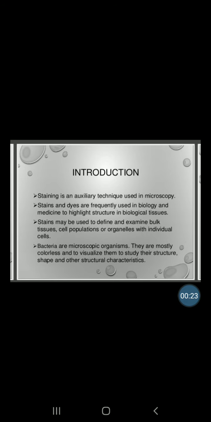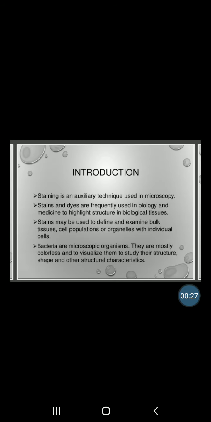Yes, there are different staining techniques, for example, simple staining and differential staining. In differential staining, there are acid fast stain, gram staining and endospore staining. Today we will see the next.